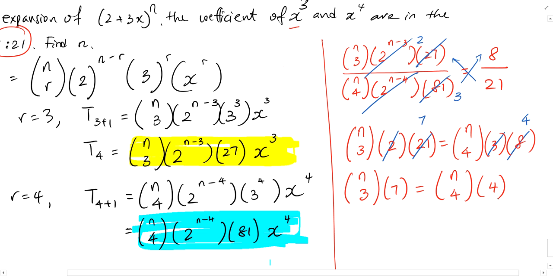What do I do next? Move over. Move what over where? Move the n choose something to the left, then the actual number to the right. What do you all think? What do you think of his suggestion?